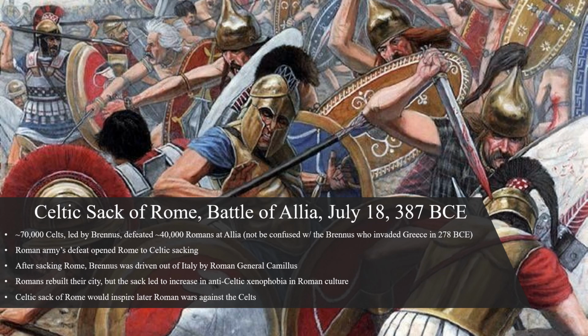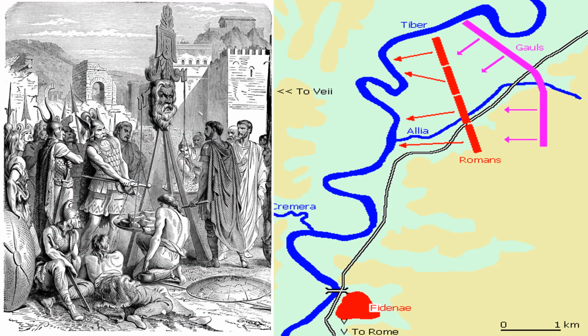And this is an image of Celts and hoplites fighting. Romans often wore Greek-style armor at this point in their history, in the late 300s BCE. Over time, they're going to develop their own armor, often by using Celtic military technology, which you'll see in later videos. Some scenes from the Battle of Allia and after.